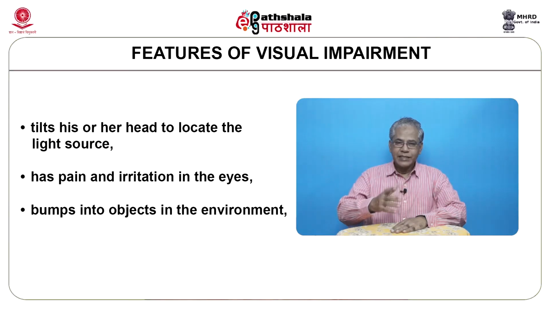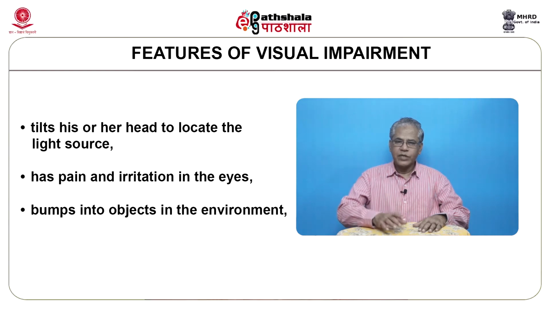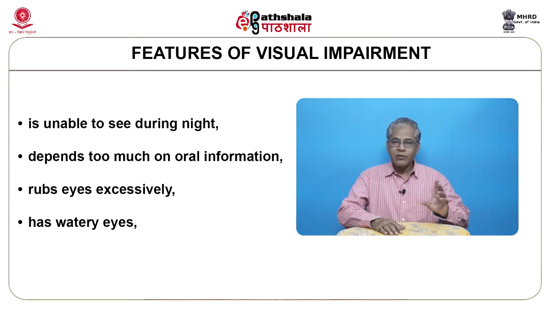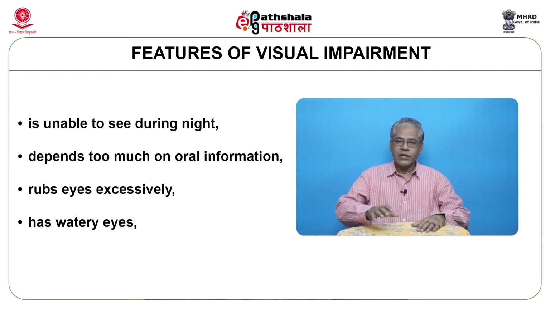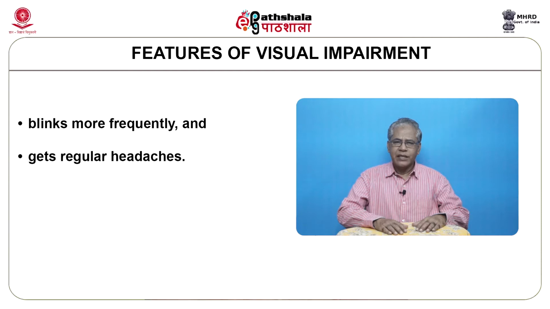Blindness as a visual impairment may be identified with the help of some common features, such as that the child tilts his or her head to locate the light source, has pain and irritation in the eyes, bumps into objects in the environment, is unable to write from the blackboard and takes help from peers to copy from the blackboard, has poor performance in the class, is unable to read in poor lighting conditions, is unable to see during night, depends too much on oral information, rubs eyes excessively, has watery eyes, has eyelids which are often red, holds objects and the book too close to eyes, squints or blinks when looking at something, blinks more frequently, and gets regular headaches.